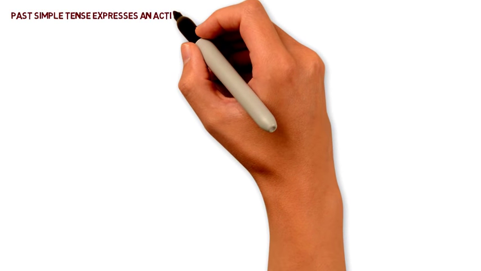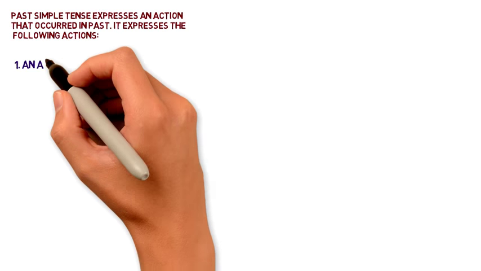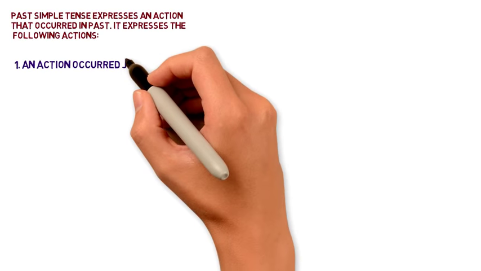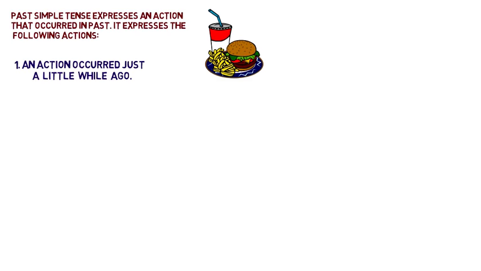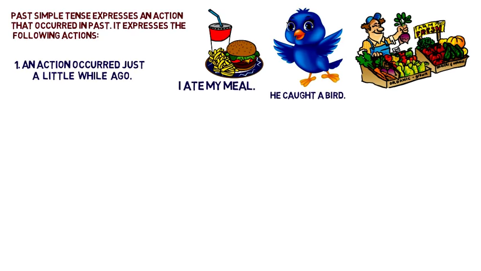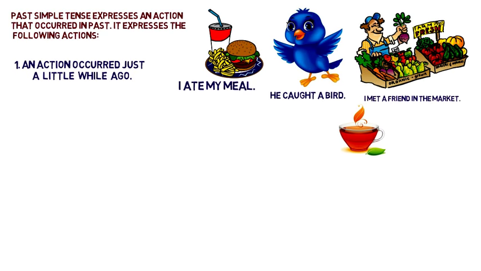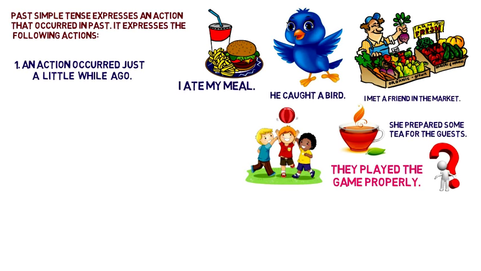Simple past tense expresses an action that occurred in the past. It expresses actions such as an action that occurred just a little while ago. For example, I ate my meal. He caught a bird. I met a friend in the market. She prepared some tea for the guests. They played the game properly. She asked me a question. She cleaned the room.